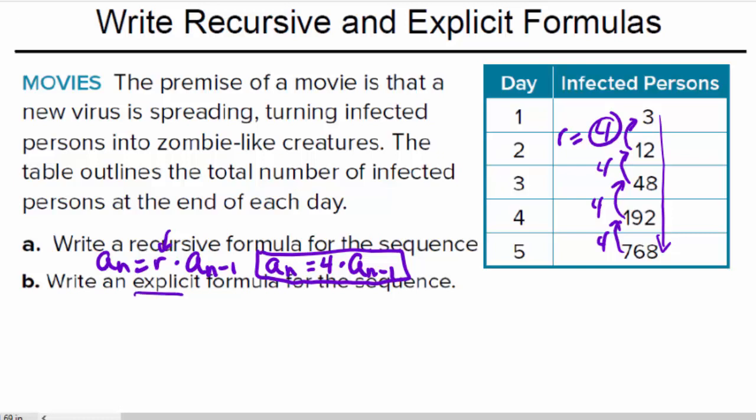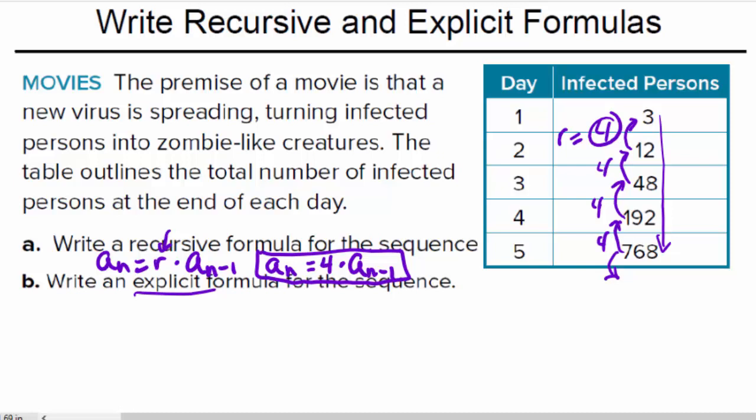Now, they do want us to write an explicit formula. Remember, the explicit formula's advantage is to be able to jump way ahead. So, for example, if I wanted to find the 6th term, I would just multiply by 4 to get the 6th term. But what if I wanted to find the 50th term? I'd have to jump way forward to the 50th term, and doing this recursive process of multiplying by 4 each time would take a very long time. So let's write the explicit formula.